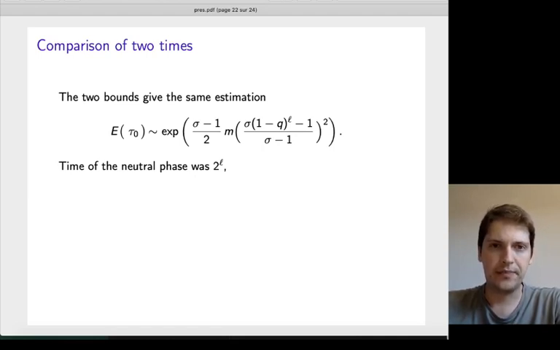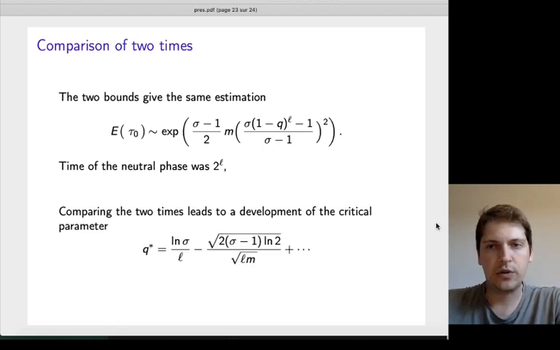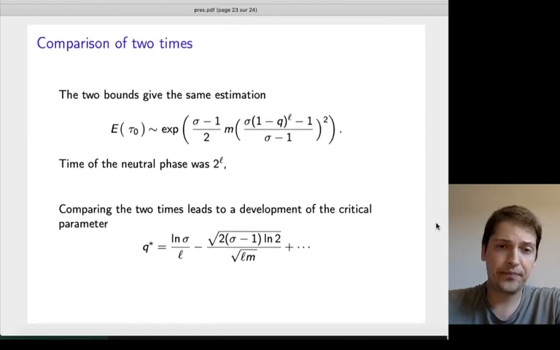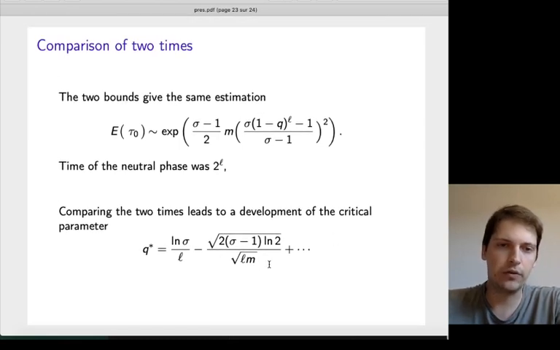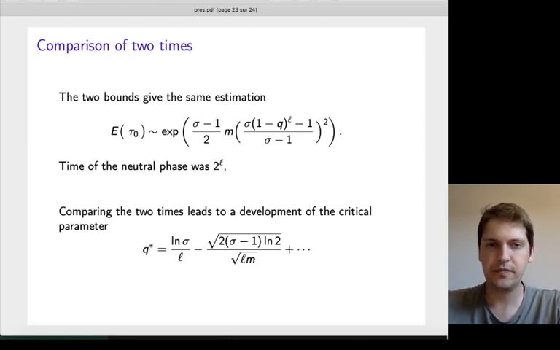So with this explicit formula, we managed to have an estimation of the time to 0. That's roughly this. And remember that the time of the neutral phase was 2 to the power L. So by comparing them, we have an asymptotic development for the critical parameter Q star. So we have a correction term in 1 over square root of L M, where L was the length of the genome and M was the size of the population. So you notice that if M is infinite, you just find the log sigma divided by L back.